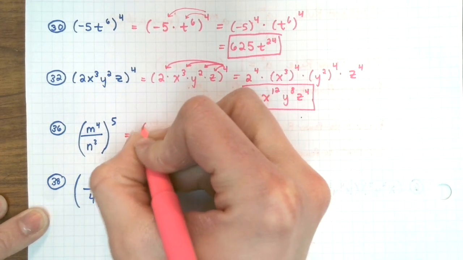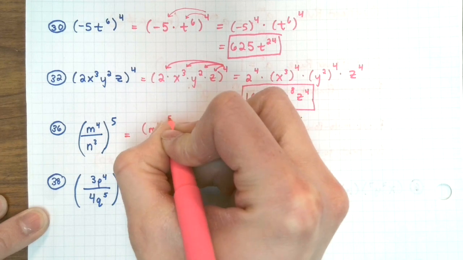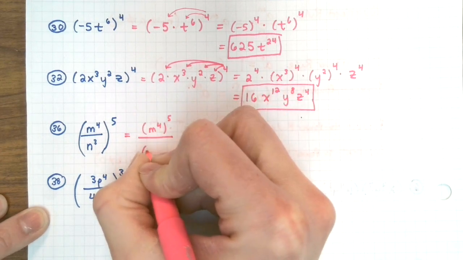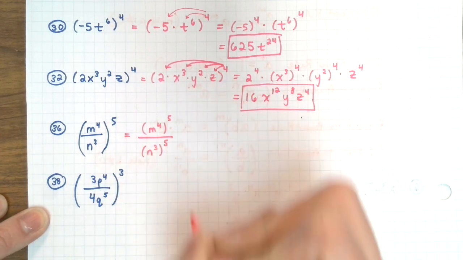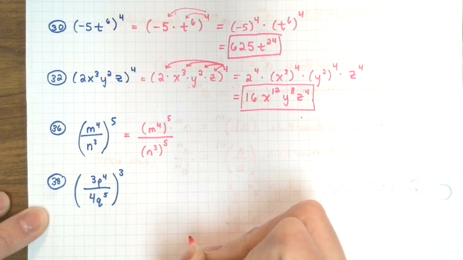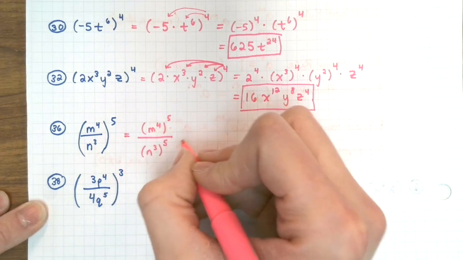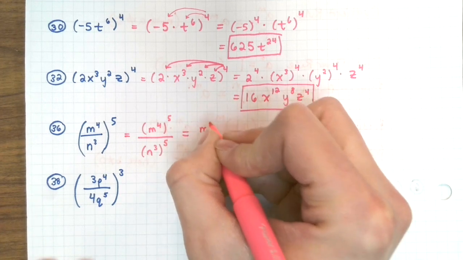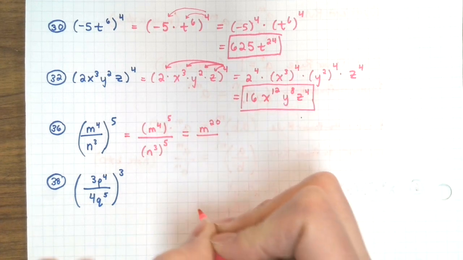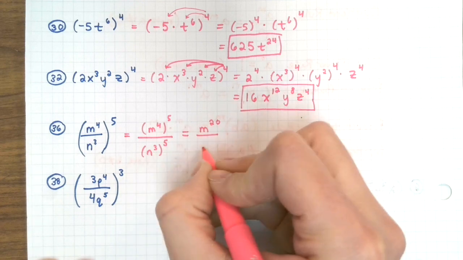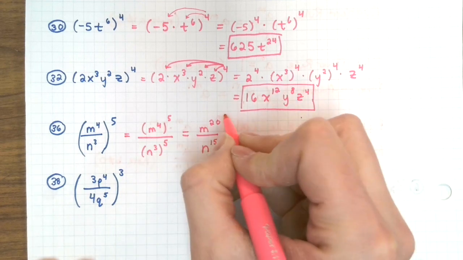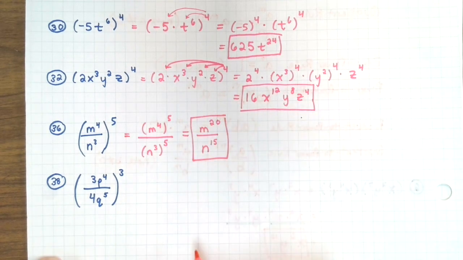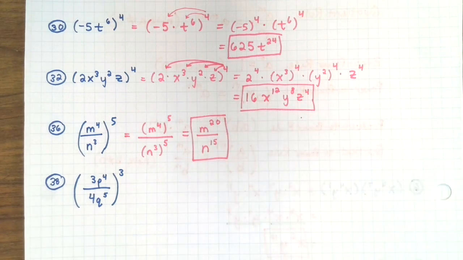So this is going to turn into m to the 4th to the 5th over n to the 3rd to the 5th. And now we use that power to power rule to simplify each of these. M to the 4th to the 5th is going to be m to the 20th, because again, you're going to multiply 4 times 5. N to the 3rd to the 5th is going to be n to the 15th. And that would be as far as we can go with that. Since these do not have the same base, we can't follow through with the quotient rule. That is as far as you can go.